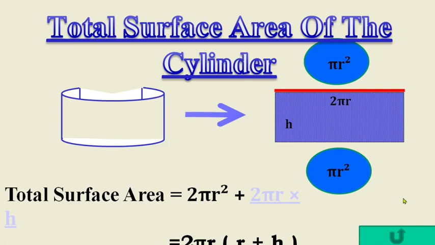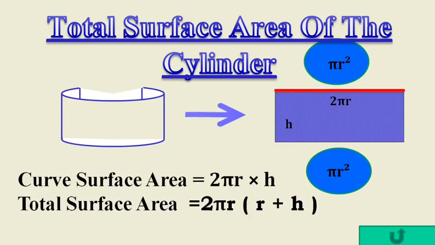In that, 2 pi r is common, which is taken out as a common factor. So when you take out 2 pi r from here and here, in this term you will be left with r and here you will be left with h. So you can say the total surface area of a cylinder is actually 2 pi r into bracket r plus h. This formula we can use to find out the total surface area of the cylinder.